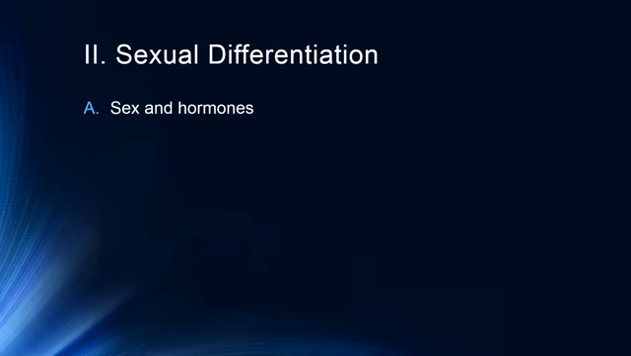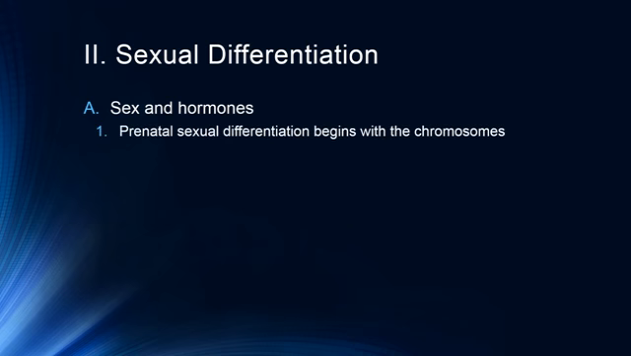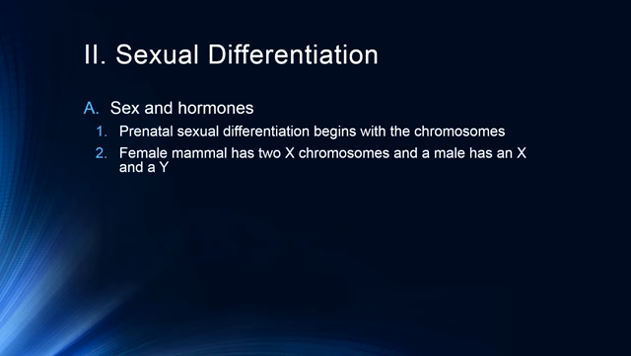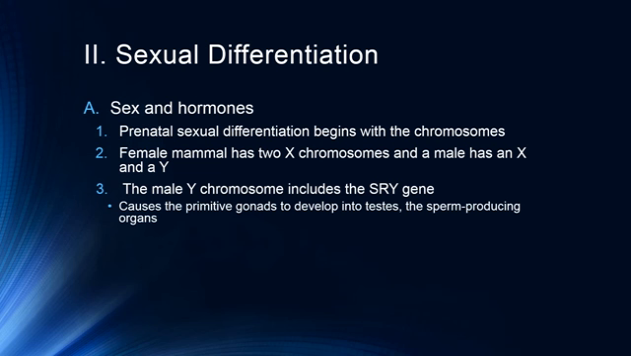In terms of how we develop and differentiate into different sexes and genders, there are a variety of biological processes involved. So prenatal sexual differentiation begins with our chromosomes. So a female mammal generally has 2 X chromosomes, and a male generally has an X and a Y. The male Y chromosome also includes what's called the SRY gene, and this is important for development because it causes the primitive gonads to develop into testes, which are then the sperm-producing organs.